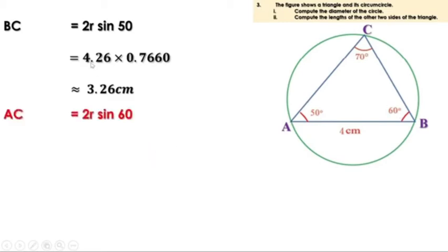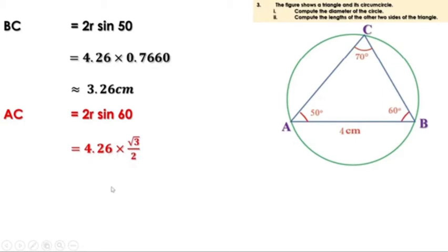Next we have to find the length of AC. The length of AC is 2r sin 60, the sine of the opposite angle. That is 2r, which is 4.26, into sin 60, which is root 3 by 2. 4.26 into root 3 by 2.